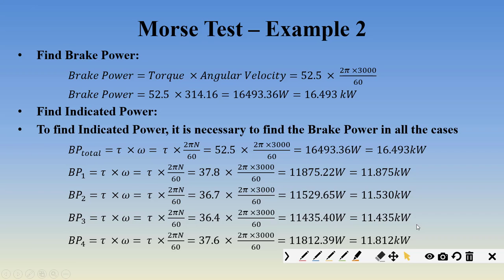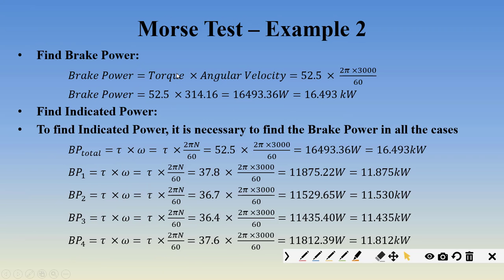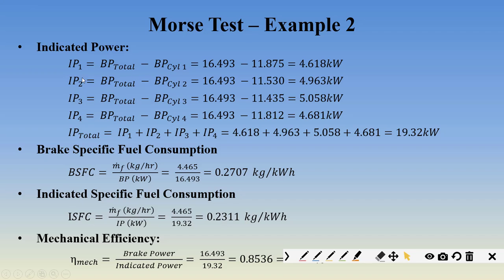So next, what do we see? To find IP1, we have to do BP total minus BP cylinder 1. Over here I have written cylinder 1. I just forgot to write over here. So please make the necessary changes. So IP1 is what? BP total minus BP cylinder 1, and that is how we get the indicated power generated in cylinder 1. Similarly, we get indicated power generated in cylinder 2, 3 and 4.